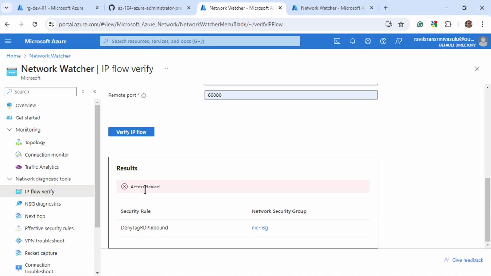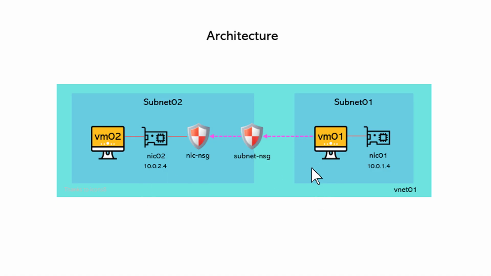As expected, the traffic is denied. So IP flow verify tells you which particular NSG has denied the traffic and which security rule denied the traffic, and the result, which is access denied. So when the communication comes from VM01 to VM02, and since the NSG that is associated with the subnet contains only the default security rules, there is nothing to prevent the connection from going forward.